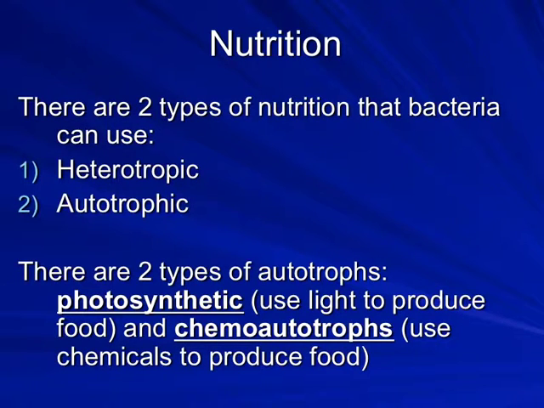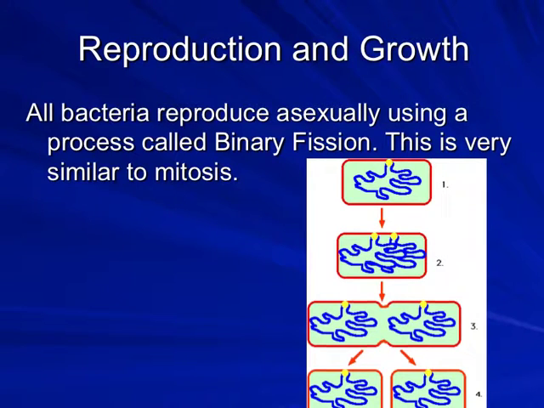If you think about things that would live way deep down in the ocean where there isn't any light, the chemoautotrophs could exist there, or way under the ground where the light wouldn't get to. The chemoautotrophs could exist there. Okay, so those are the two different types of nutrition. Finally, we have reproduction and growth. That's the last category we can use to classify eubacteria.